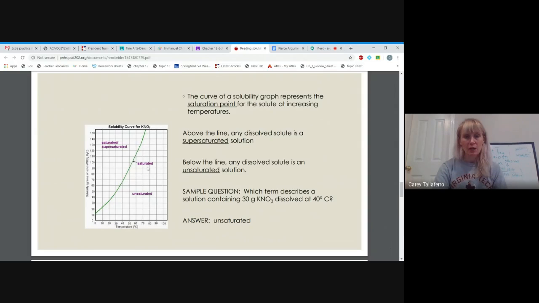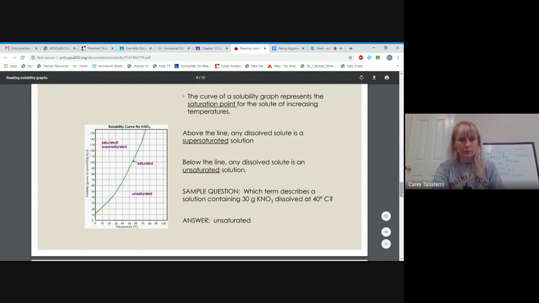So here we go. Let's look at this. Which term describes a solution containing 30 grams of potassium nitrate dissolved at 40 degrees Celsius? So here's what I'm going to do. I'm going to go to 40 degrees Celsius, and then I'm going to come up here to find 30 grams, and it's right there. So look, it's to the right of the line, or below the curve. So that tells me it's unsaturated.